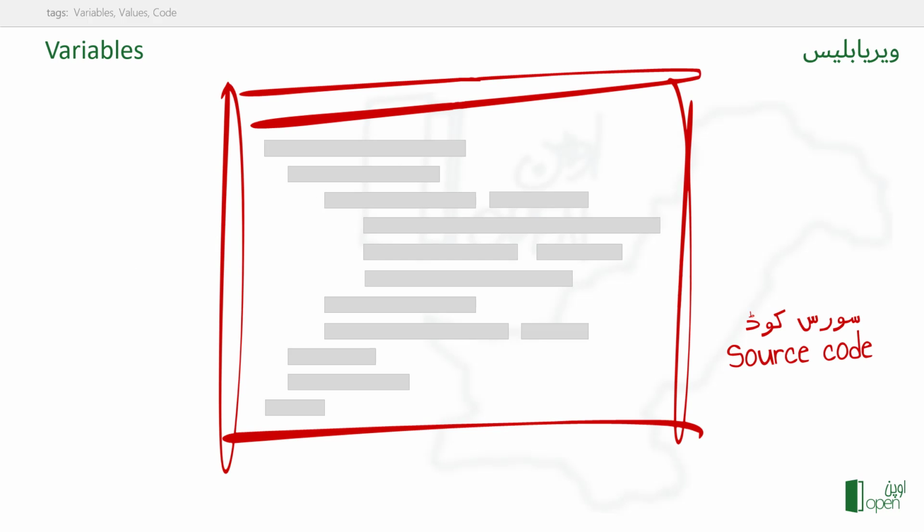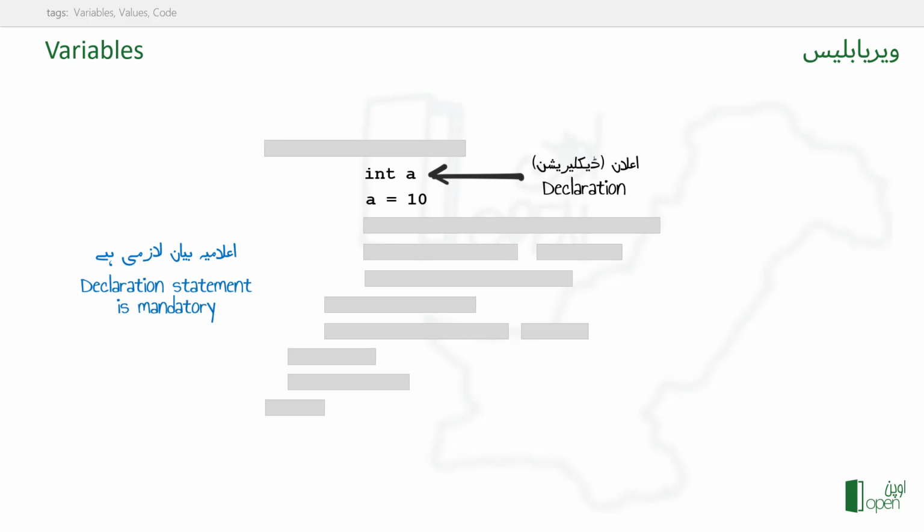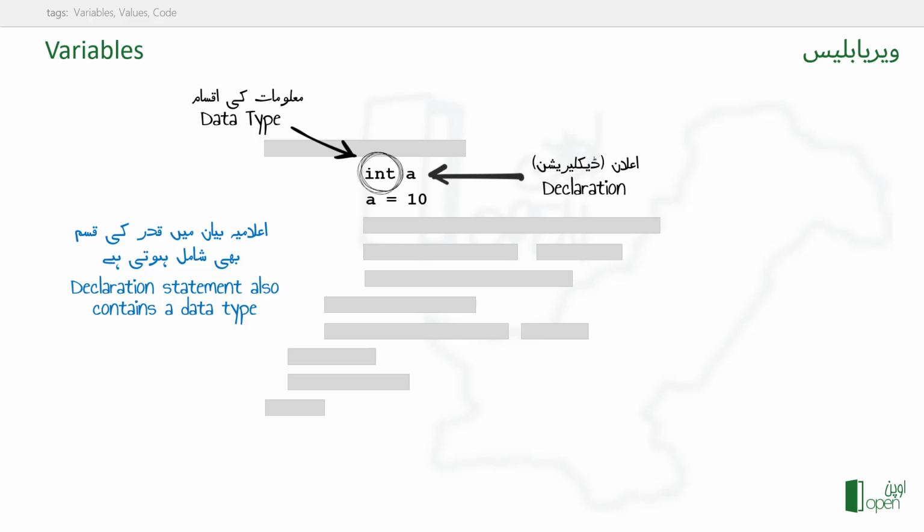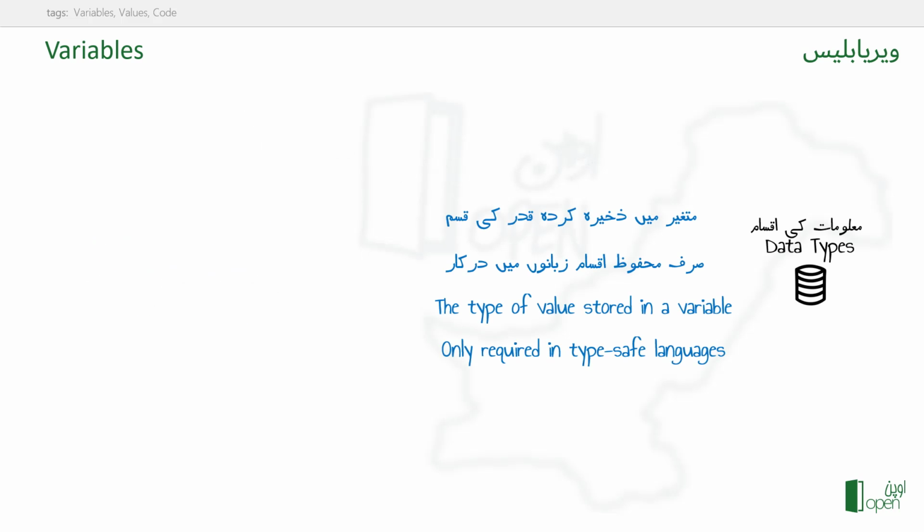The next example uses source code written in a programming language. The first thing to remember is that in a programming language, the declaration statement is necessary or mandatory. Since a programming language is being used, the declaration statement must contain the variable's data type. A data type defines the type of values that can be stored in a variable. Data types are only needed in type-safe languages.